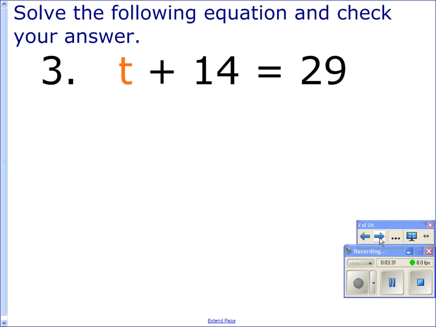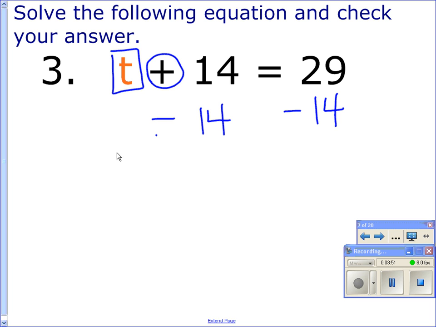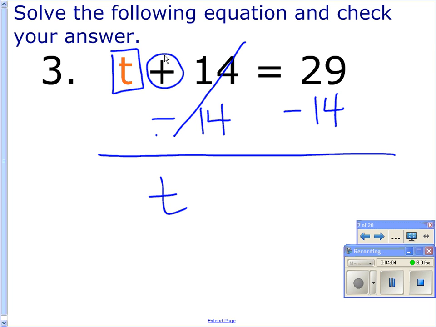Okay, next one. Going to box our variable, which is t, and circle our operation, which is addition. Again, we're going to use the inverse operation. The inverse operation of addition is subtraction. So you're going to subtract 14 on both sides. Remember 14, because that's attached to the variable, and we want to get the variable all by itself. So the 14s cancel each other out. You're left with just t because there's nothing else on that side of the equal sign.